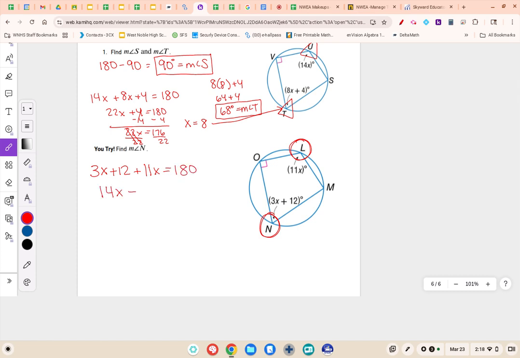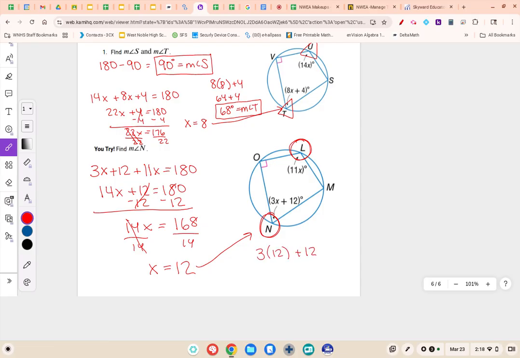So I get 14x plus 12 is 180. Subtract 12 on both sides. 14x is 168. Divide by 14. So x is 12. Not my final answer though. Gotta plug it back in for N. So we take 3 times 12 plus 12. So our final answer is 48 degrees for the measure of angle N.